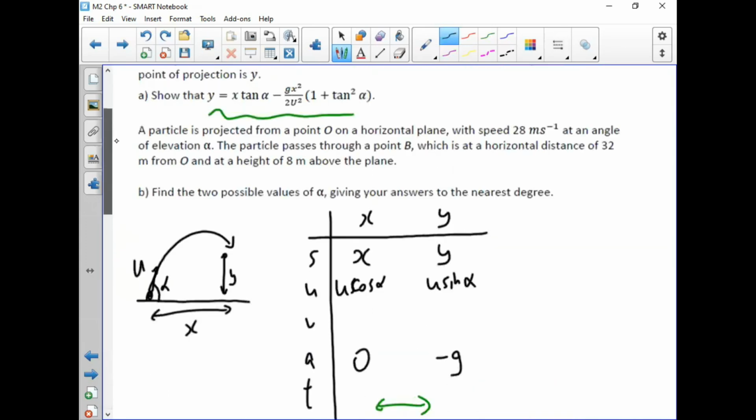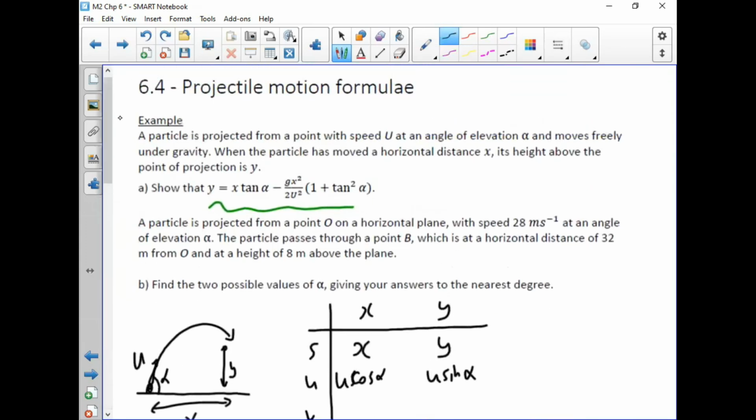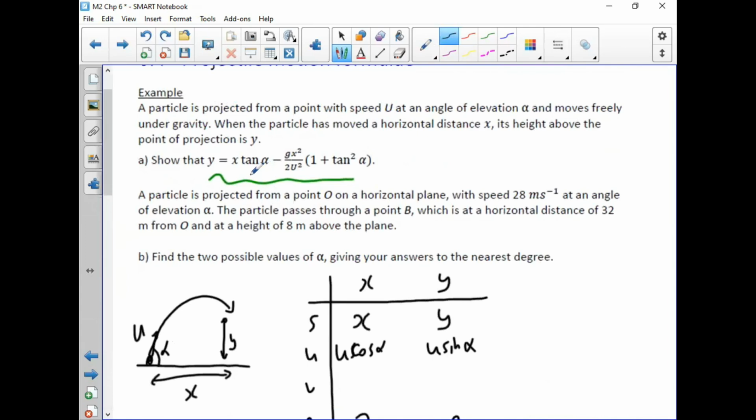Right, another paragraph. A particle is projected from a point O with horizontal plane with speed 28 meters per second, angle of elevation alpha. Now, if you realize, these two paragraphs are quite similar, but instead they're giving you numbers. The particle passes through a point B, which is a horizontal distance of 32 meters from O and a height of 8 meters above the plane. So if you match it with paragraph 1, this is the value of u, that's the value of x, and that's the value of y.